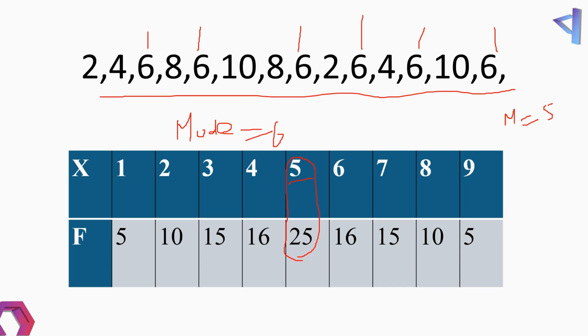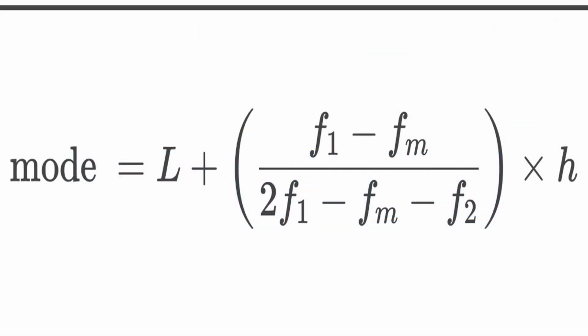Now, the third one is our continuous case. What happens in the continuous case? In the continuous case, we use a formula. It's called L plus F1 minus Fm over twice F1 minus Fm minus F2, into H. Sometimes it's written as F1 minus F0 over twice F1 minus F0 minus F2. For simplicity, I will show in the example what L, F1, and the other terms are. I only substitute the values, and you get the value of the mode.